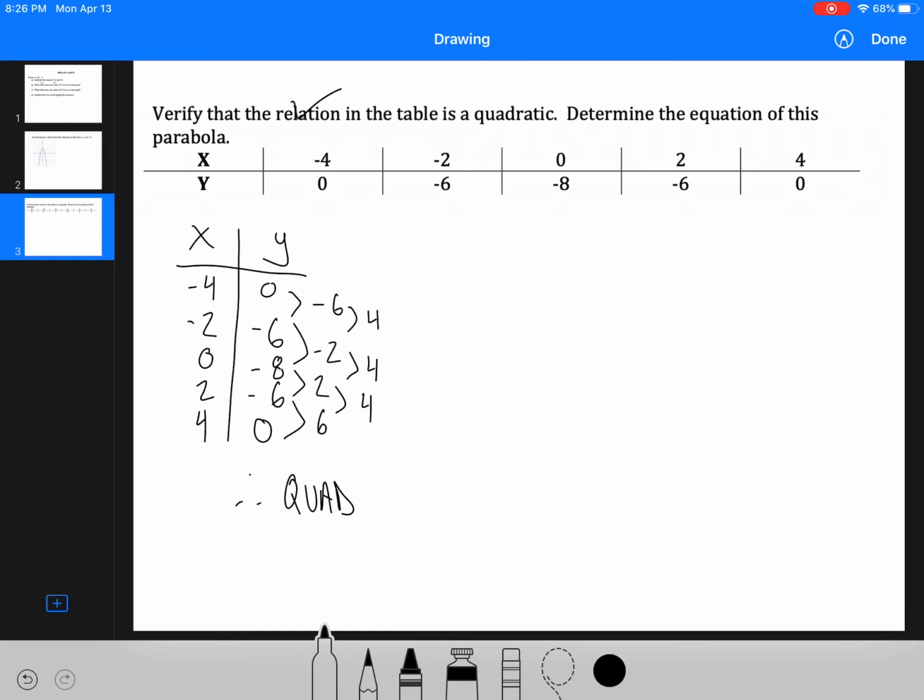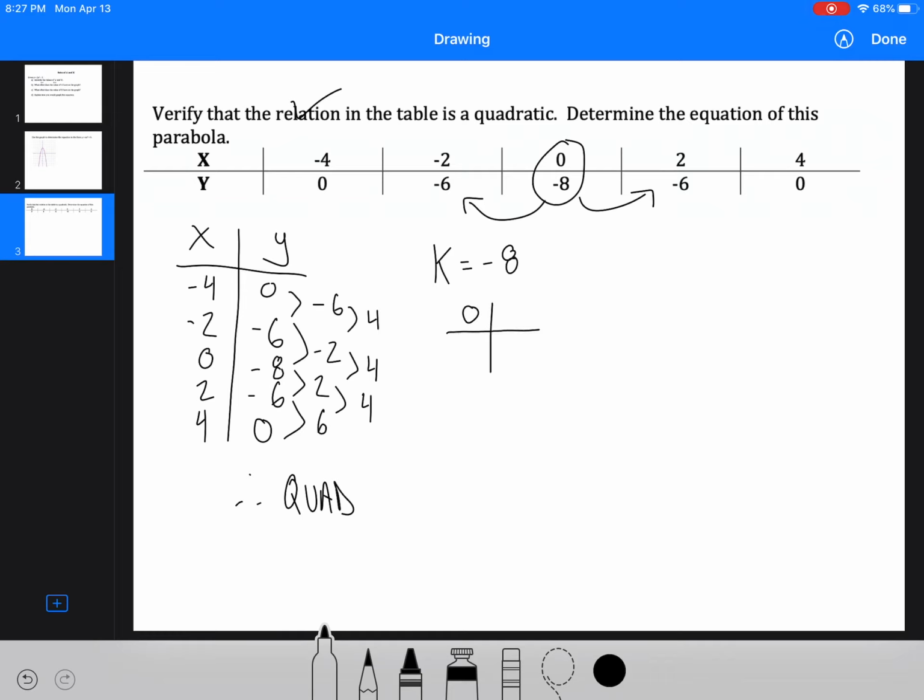So we've done the first part. We've verified that this is a quadratic. Now we need to determine the equation. We know that a quadratic is symmetrical, so we need to find the middle. If I look at this, the middle is actually the middle point, because on this side we've gone to negative 6, and on this side we've gone to negative 6. So what we've done is we've started down 8. That tells me our k value is negative 8.